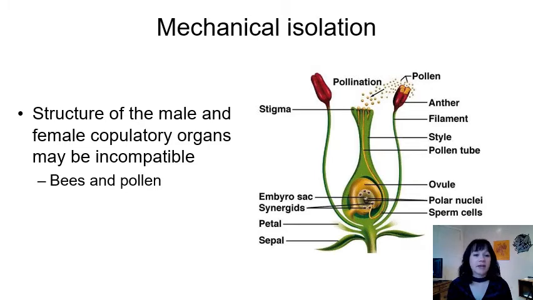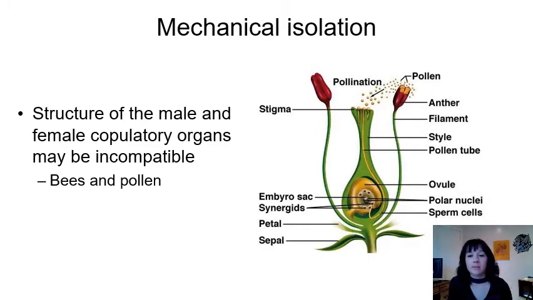Another type is mechanical isolation. So the structure of the male and female copulatory organs are incompatible. It's just not going to happen, right? So bees and pollen is one example. Here we can see, just as a quick refresher, I know this isn't botany, but in order for a plant to be fertilized, pollen has to land onto the stigma.